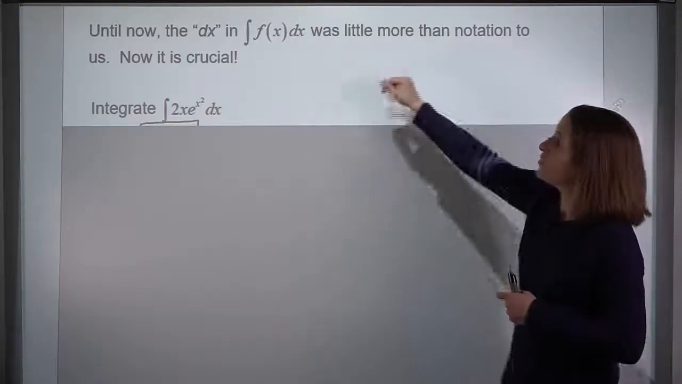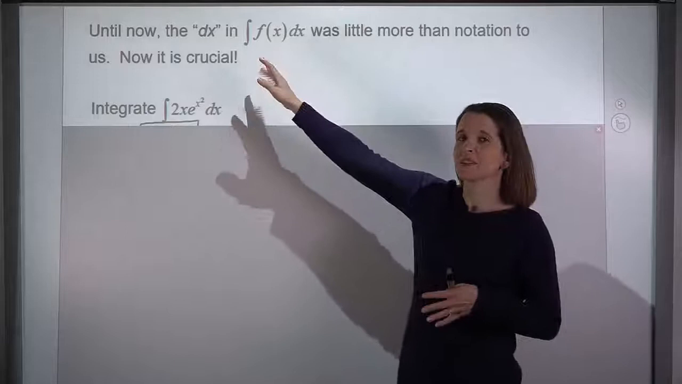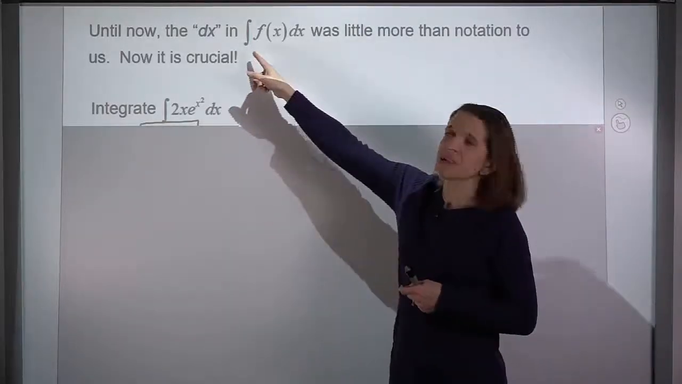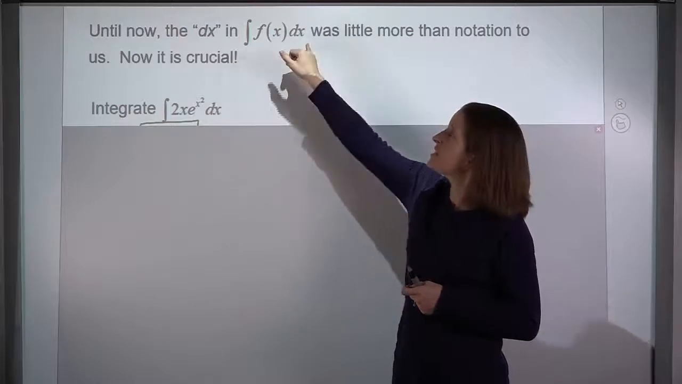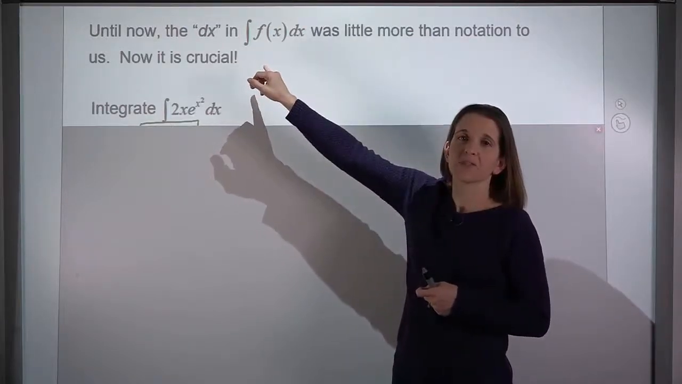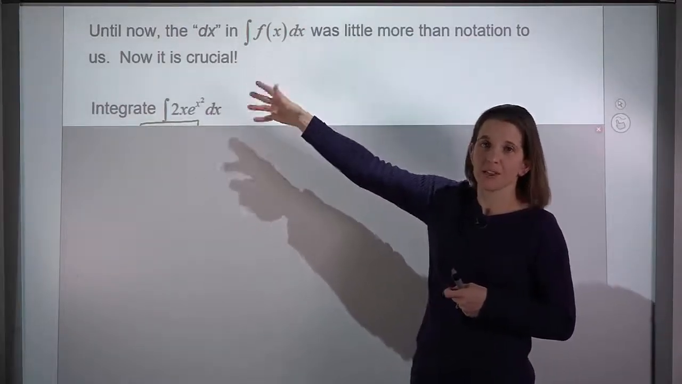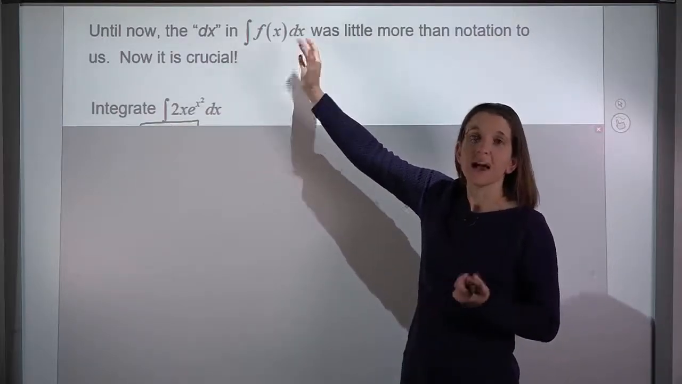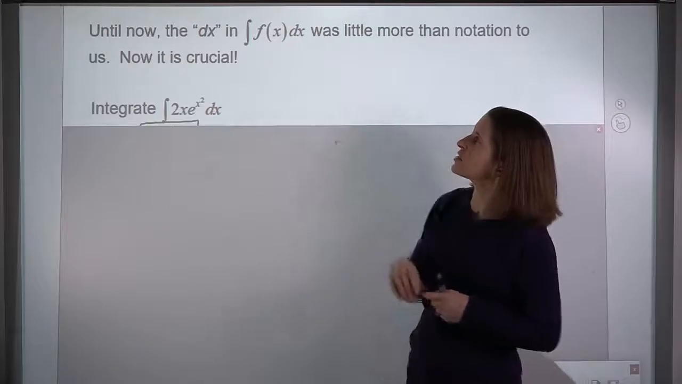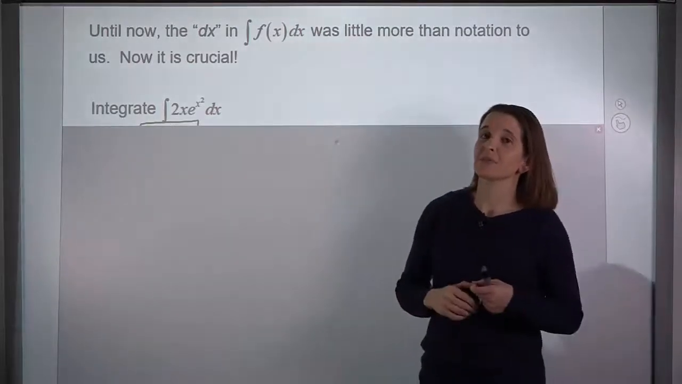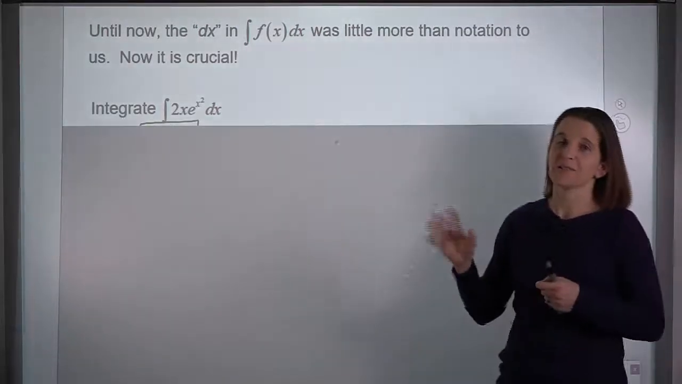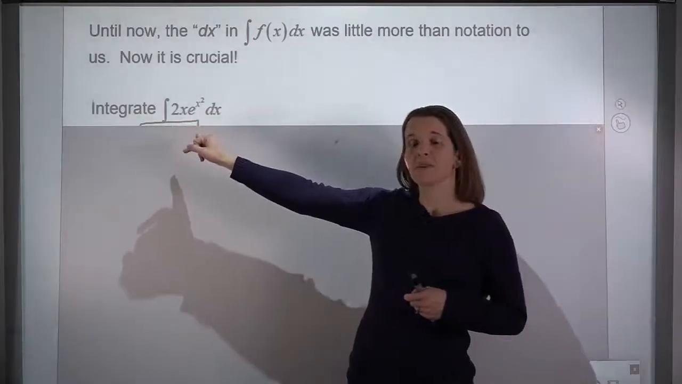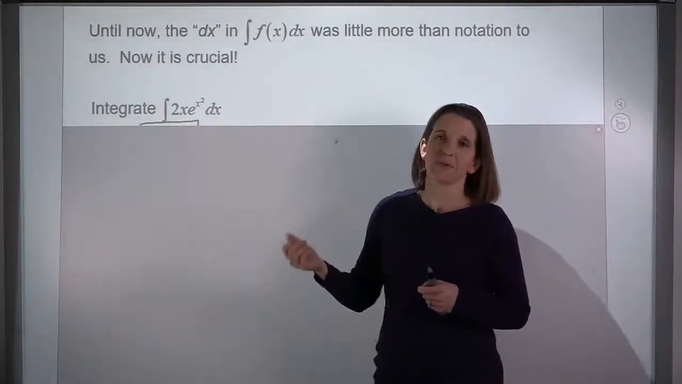So why were we saying du equals something with a dx on the end? Well, when we learned this notation, we said the dx is just a package deal with the integral sign that says, please integrate, please find the antiderivative, and by the way, your function is x, your variable is x. But now the dx is going to be really, really important, and we're going to have to keep track of it.